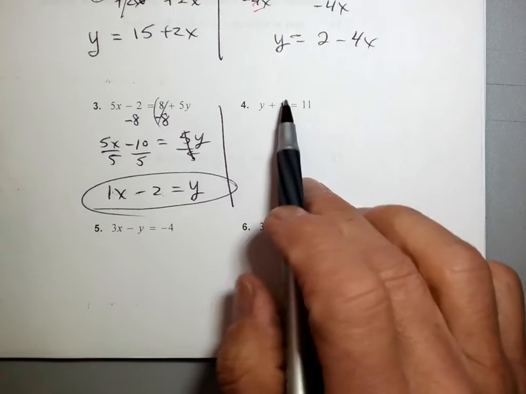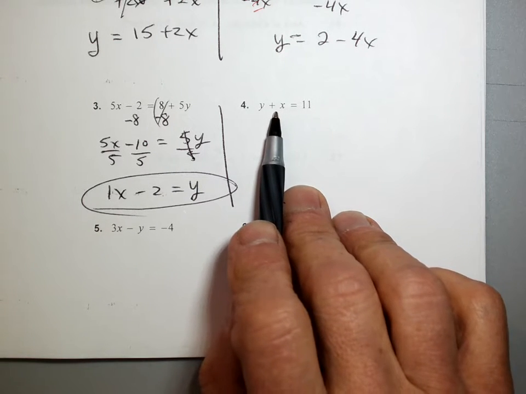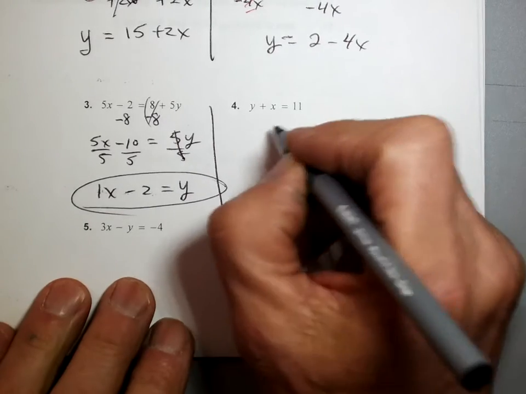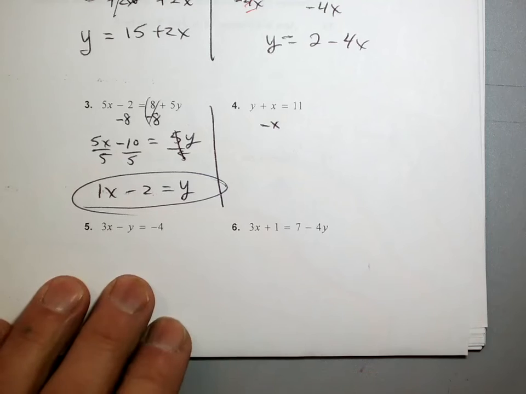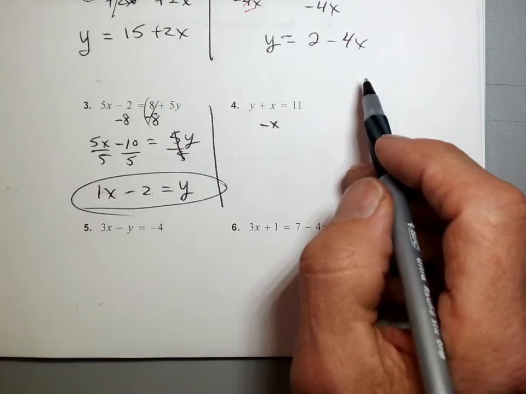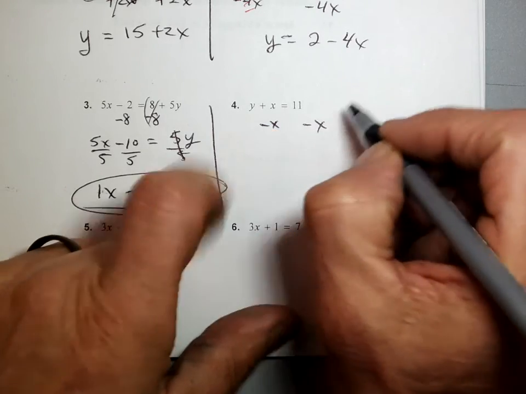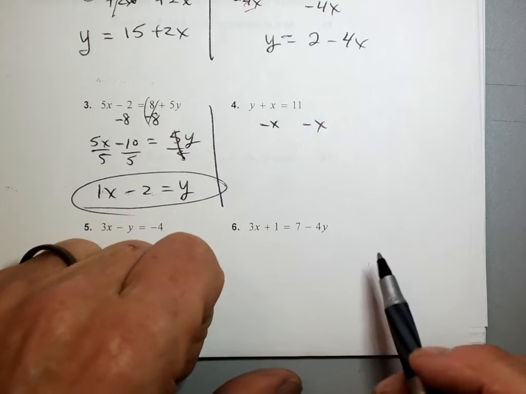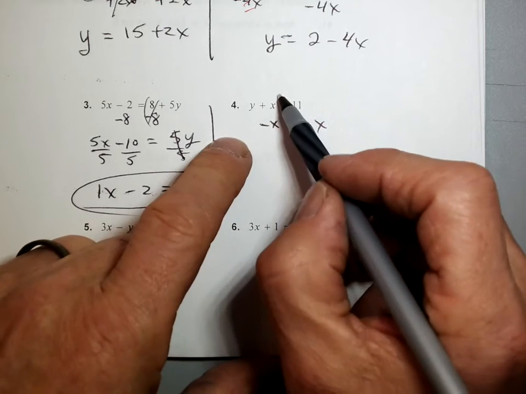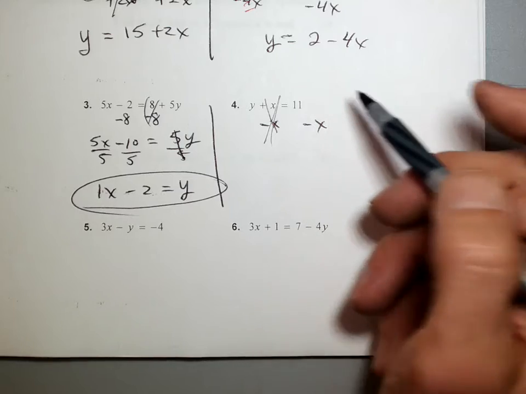Number 4. I want to solve for y. So the x is here with it. We just need to get rid of the x. It's a positive x, so we do the opposite. The opposite of positive x is to subtract it, because that will cancel it out. What we do to one side, we do the exact same thing to the other side. So subtract x on the other side of the equal sign. Now the x is gone. X and negative x, gone. That's what we wanted. We wanted to get y by itself.